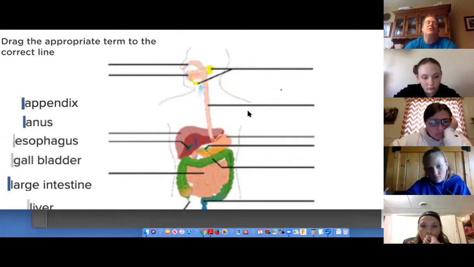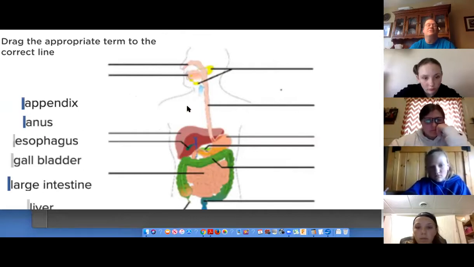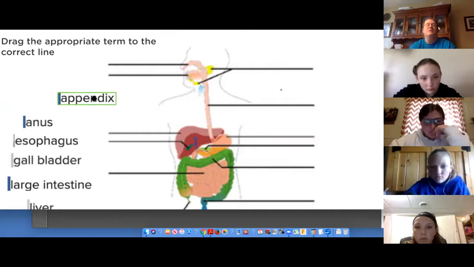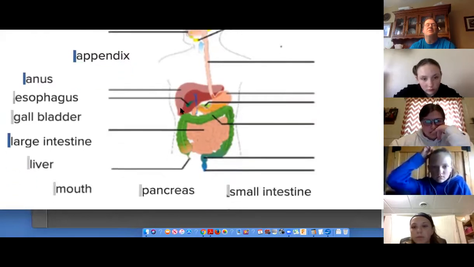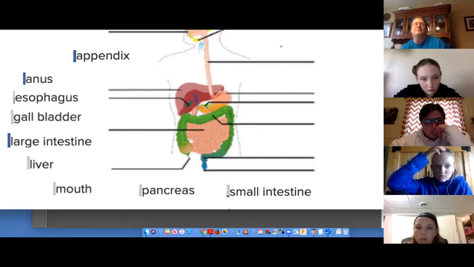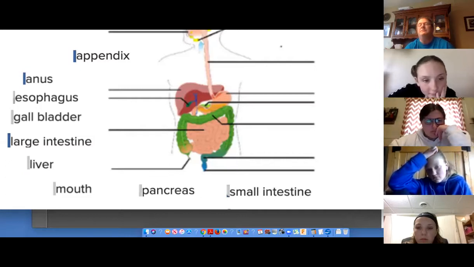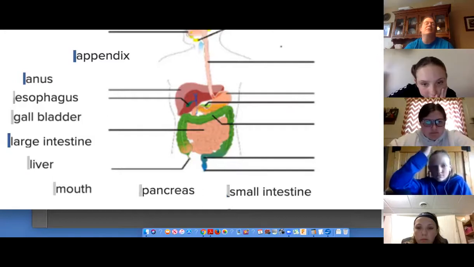Okay, here's just drag and drop. Hopefully the lines are big enough for you to put the words on, so move the words to where you think they go and make sure you use all the words. Do you have any questions? Okay, I'm going to stop share, you guys.